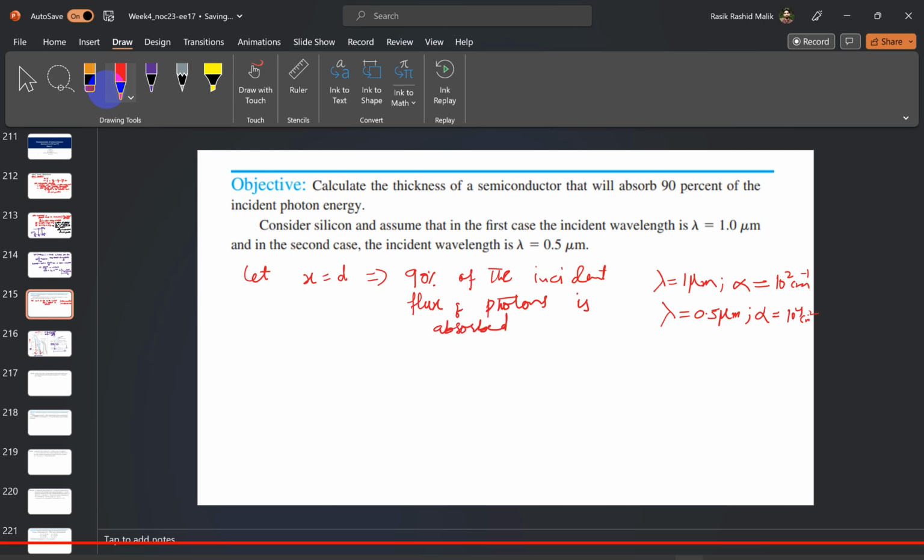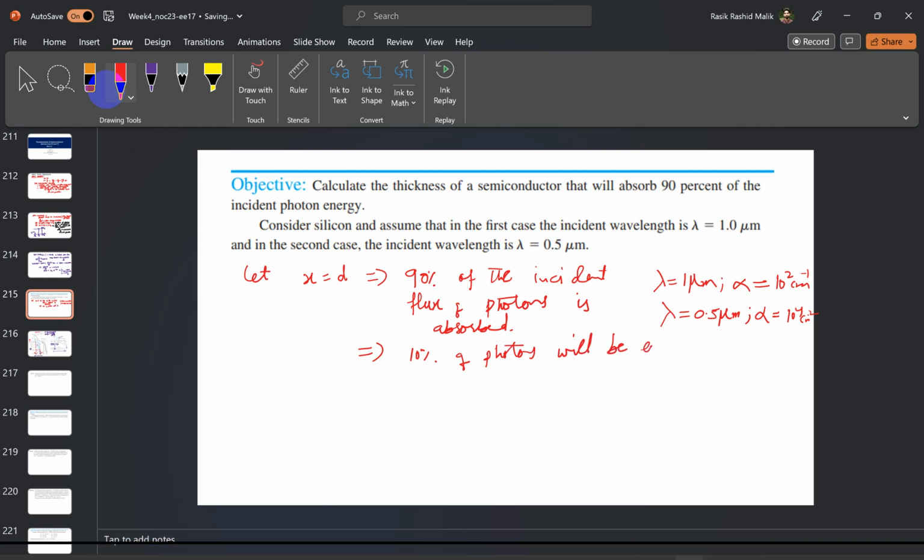Okay, then we can write, or what does that mean? Mean is 10% of photons will be emergent. Will be emergent at x equal to d.